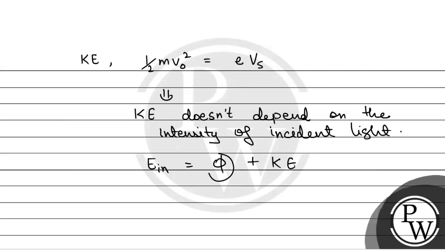So the work function of the metal is fixed for a given metal. So if we increase the energy incident, that is, energy incident is hf, where f is the frequency of light incident, equal to phi plus K. So if we increase the frequency of the light incident, then kinetic energy will increase, and it does not depend on the intensity of incident light.